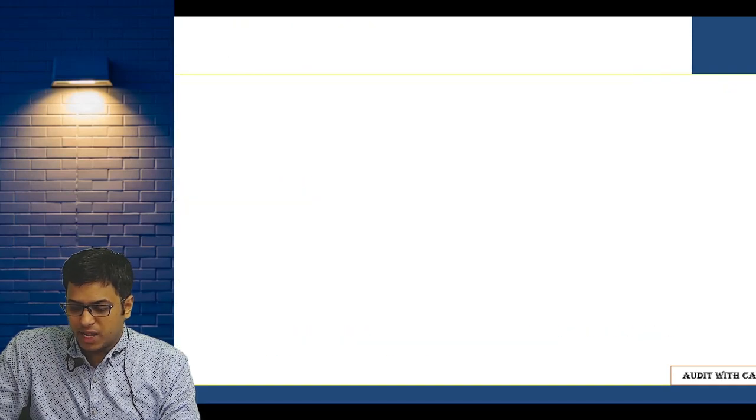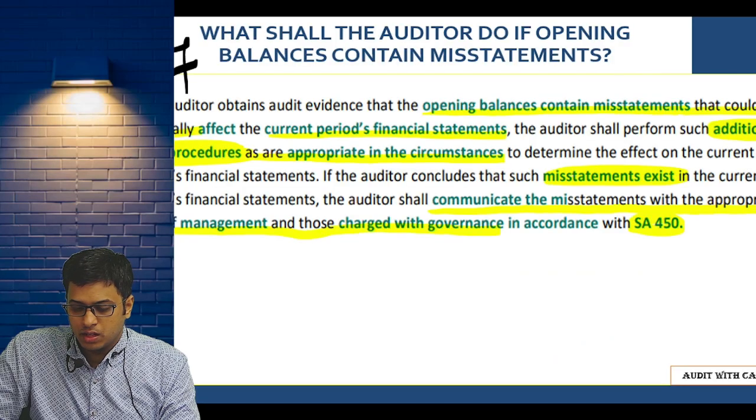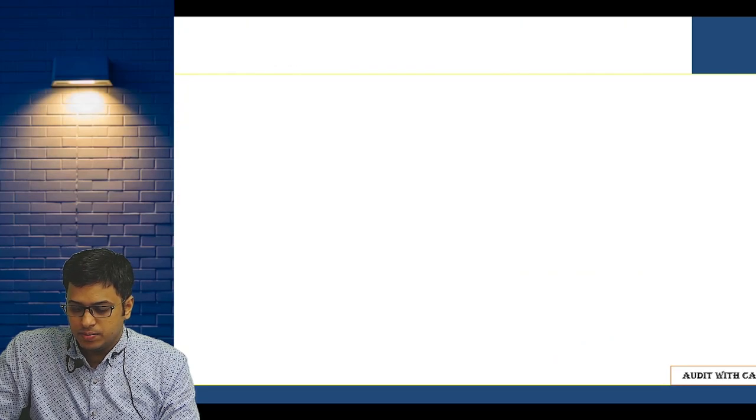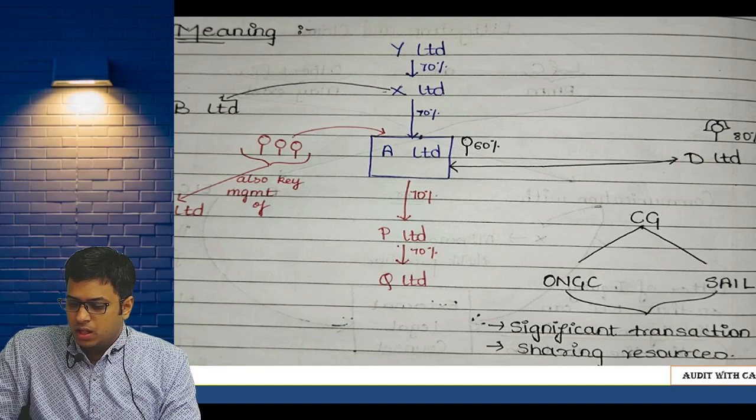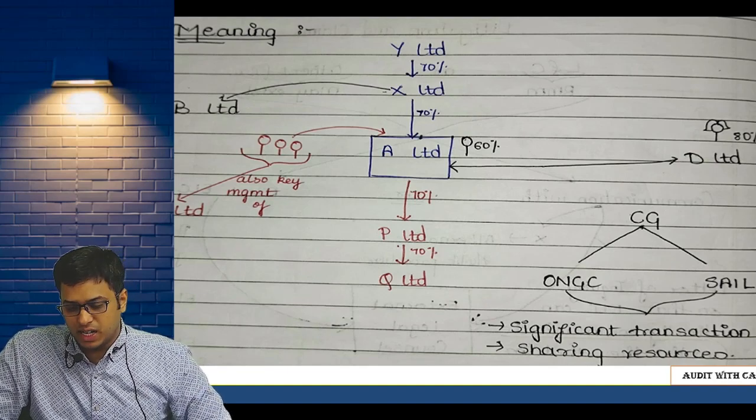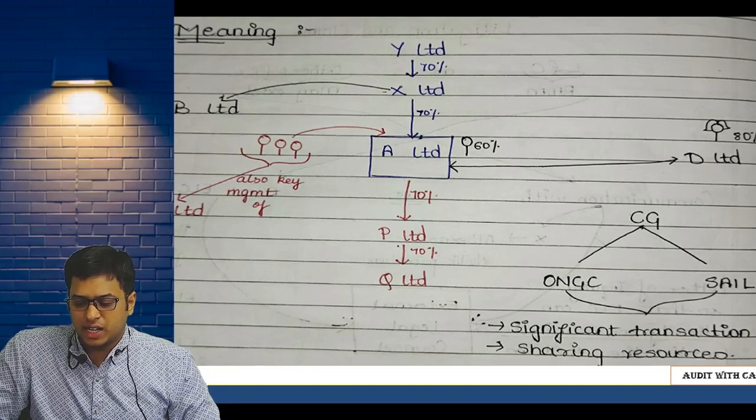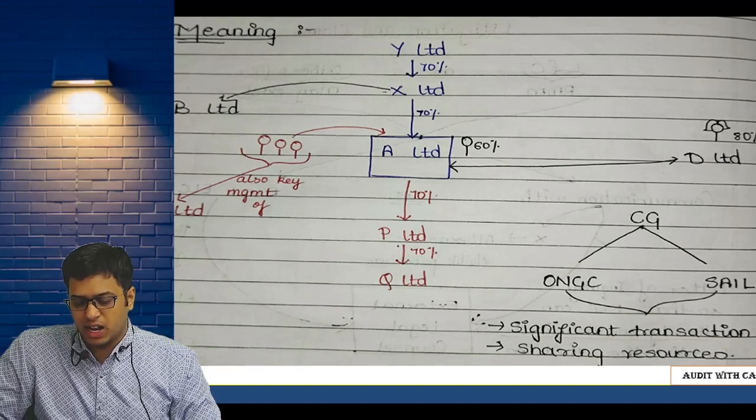ठीक है, बढ़ते अभी आगे. Let's go to the next standard, that is SA 550. I'm taking up related party transactions. बोलते हैं related party transaction में आएगा meaning. So who are our related parties?